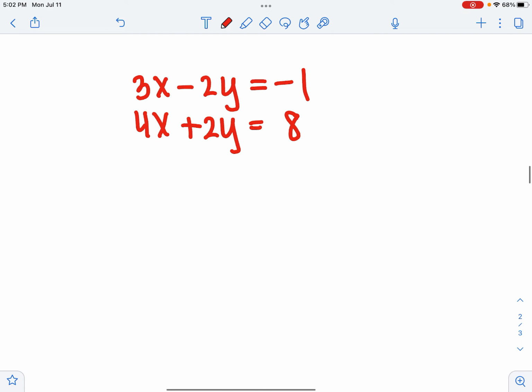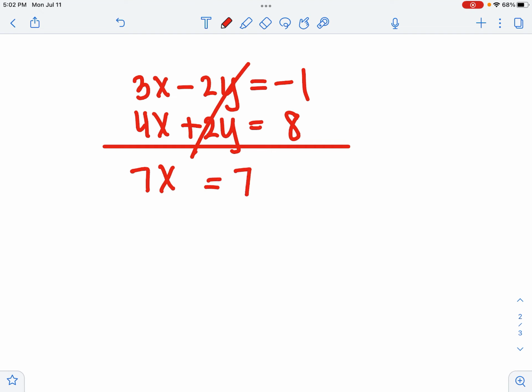So now I can combine these 2 equations. This method is also called linear combination because you're combining 2 lines. Combining them, or adding them together, I get 7x. Negative 2y and 2y cancel. Equals 7. Divide both sides by 7, and I get x equals 1. So now I have the x value. Now I just need the y value.